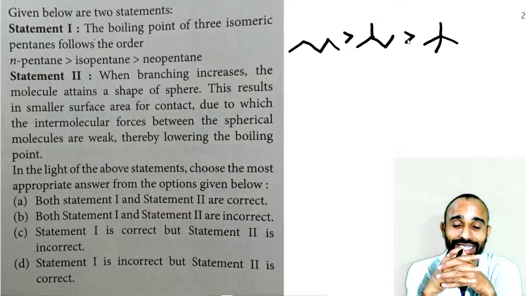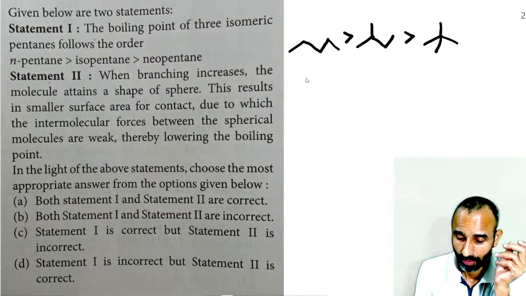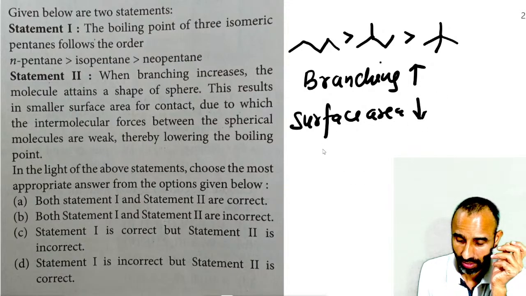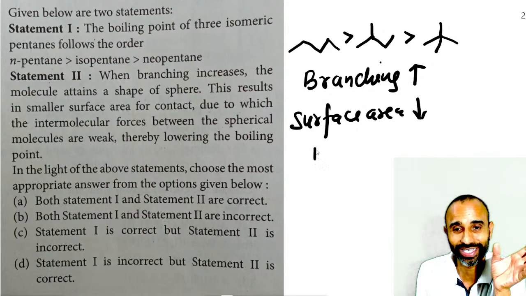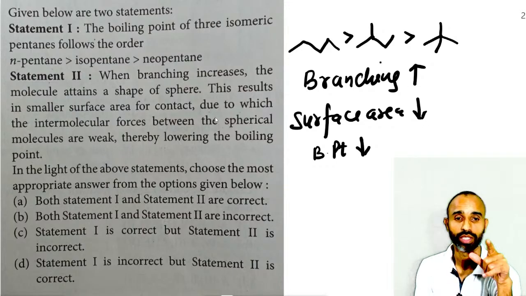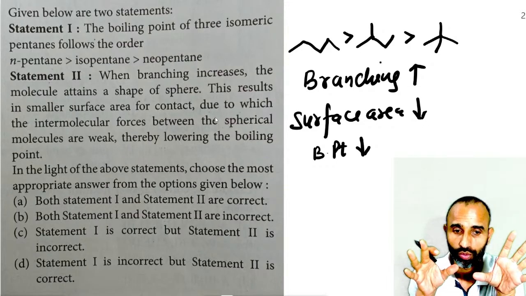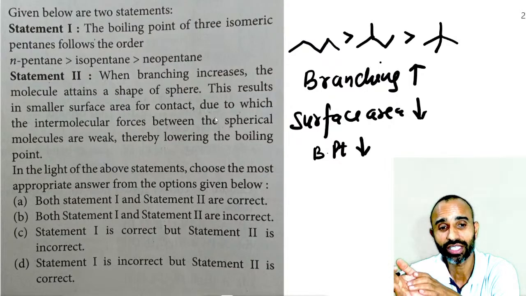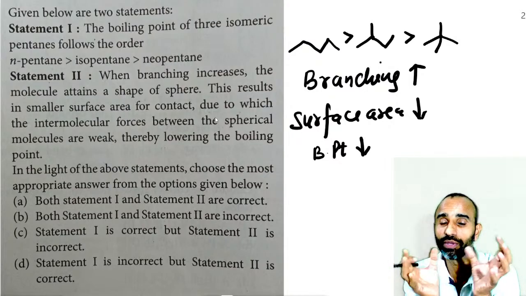So why is it so? Because of surface area. When branching increases, boiling point decreases. Surface area decreases, and therefore interaction decreases, so boiling point decreases. So see, statement 1 is true. Correct. But second, when branching increases, molecule attains the shape of a sphere.